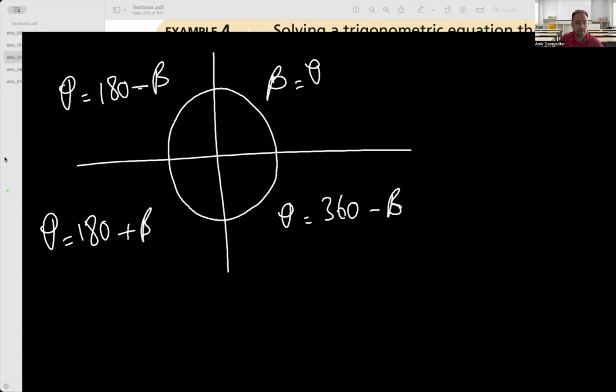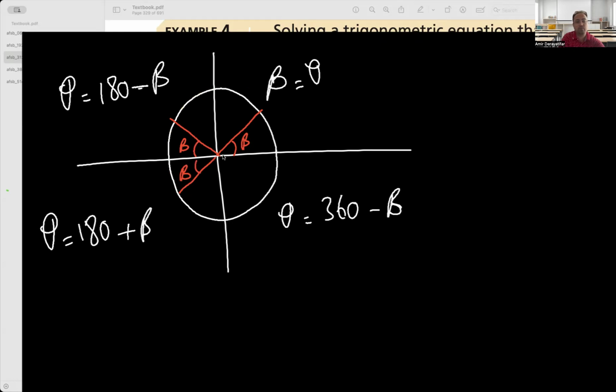Cool. And that kind of makes sense if you think about it, because in quadrant 1, beta and theta are the same thing. In quadrant 2, this is beta, but theta would be from 0 all the way to here. In quadrant 3, this is beta again, but theta means again from 0 all the way to here. So that's why it's 180 plus beta.